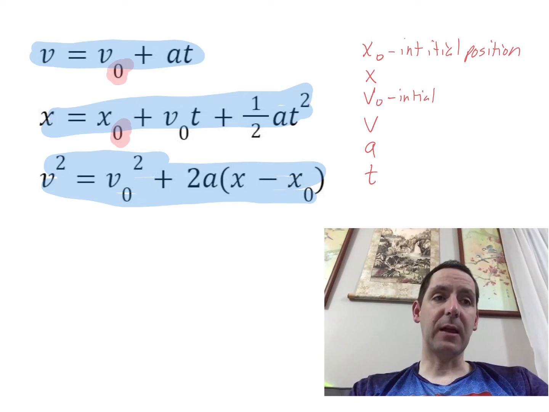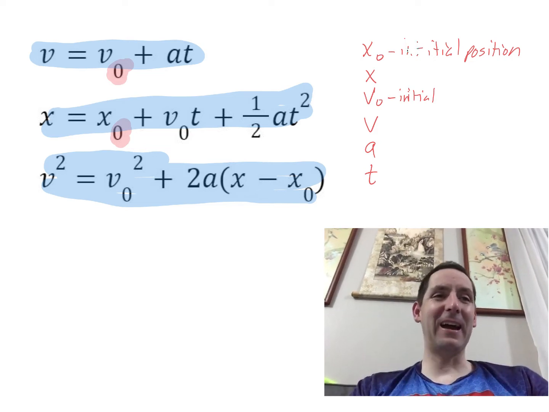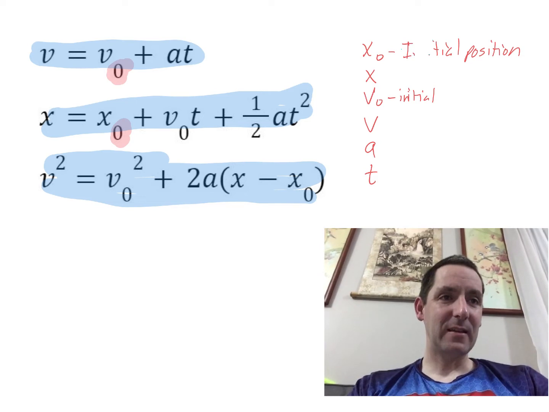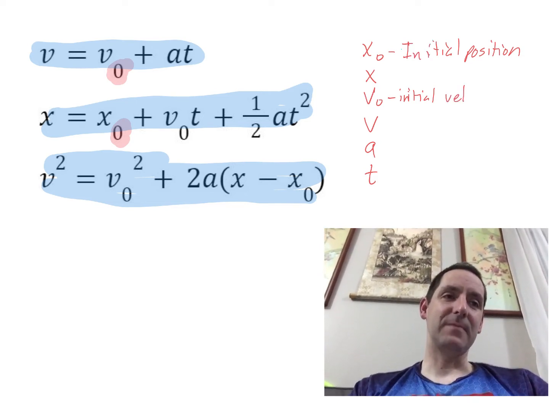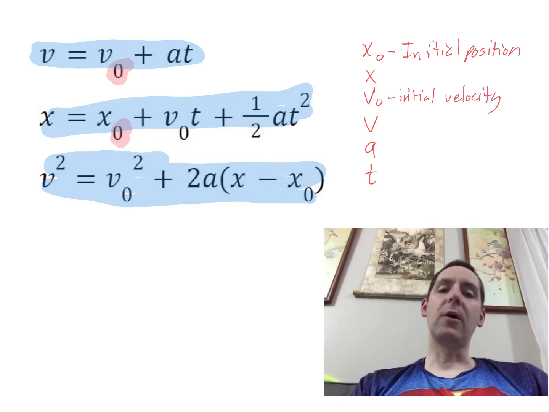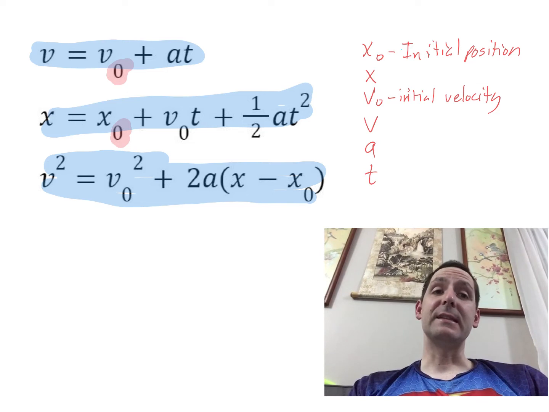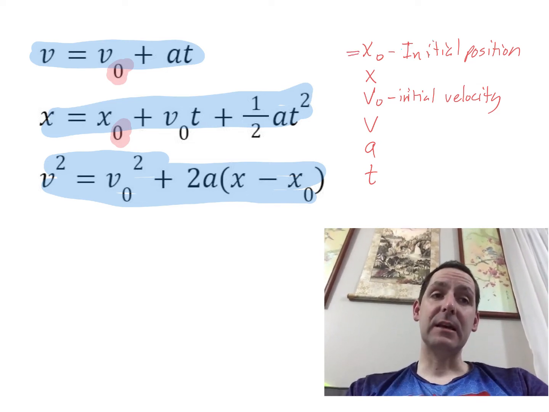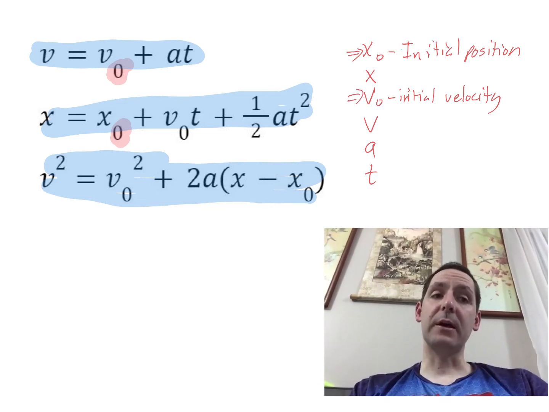I can spell, I promise. Initial. And I can't spell, obviously. Initial, and initial velocity. Now, this initial velocity is an instantaneous velocity, so it's the speed or the velocity that you're traveling at this initial position. All right, so those two should correspond together.